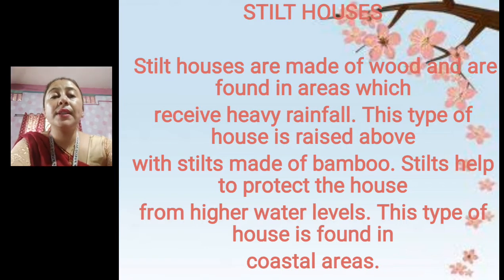So children, stilt houses are made up of wood and they are found in areas which receive heavy rainfall. Where there is heavy rainfall, in those areas you will find stilt houses. This type of house is raised above the ground with stilts made of bamboo, so there will be support given. The support can be of bamboo or timber also. Stilts help to protect the house from higher water levels. When there is heavy rainfall in this area, the water level will rise, so stilts help the houses protect themselves from the water. This type of house is found in coastal areas.